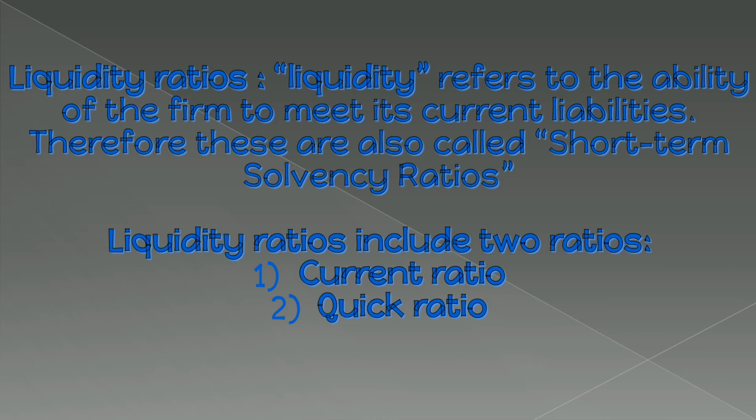Therefore, these are also called, I have already told, short term solvency ratio. Now, under the group liquidity ratio, two ratios are calculated. What are the two ratios? Current ratio and quick ratio. So, one by one, we have to understand what is the formula, how we can calculate, and what are the things we can decide by using these ratios. So, is there any question from this slide?